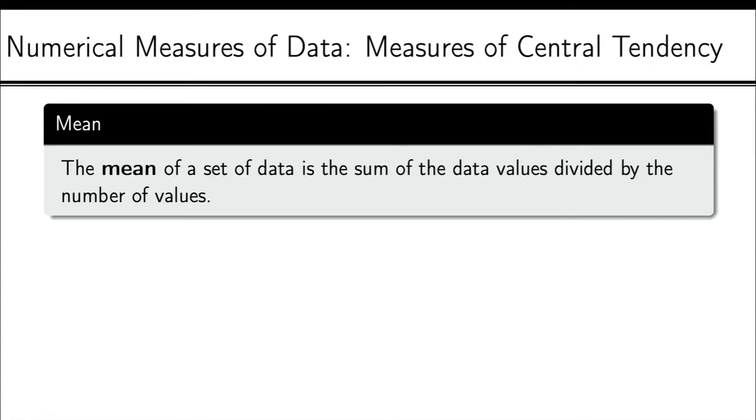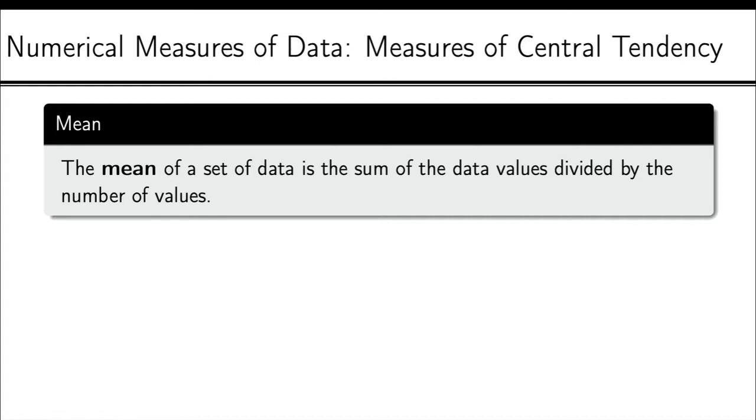Now, instead of describing data with pictures and graphs, we can describe them with numbers. And this is, of course, only going to be describing quantitative data with numbers. And so we're going to look at different numerical measures of data. The first types of measures that we're going to look at are what are called measures of central tendency. And a measure of central tendency is just a way to describe where the numbers are grouped in some way.